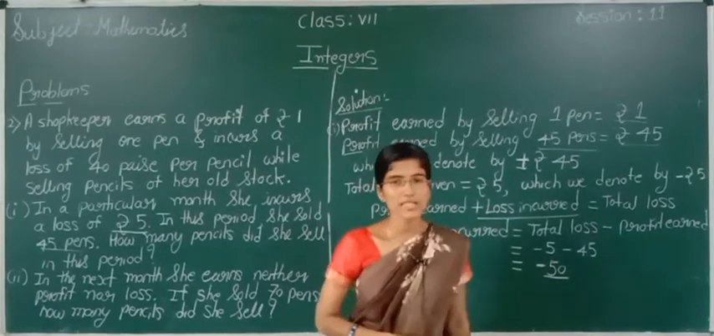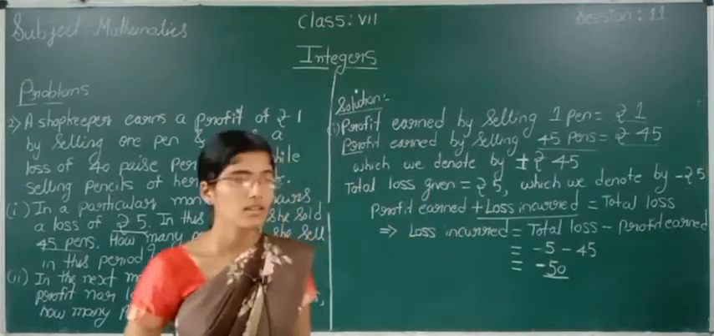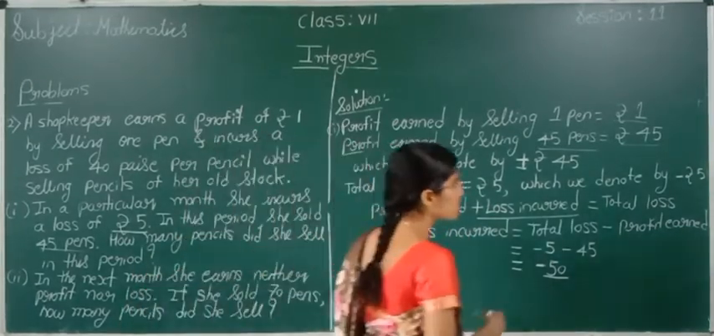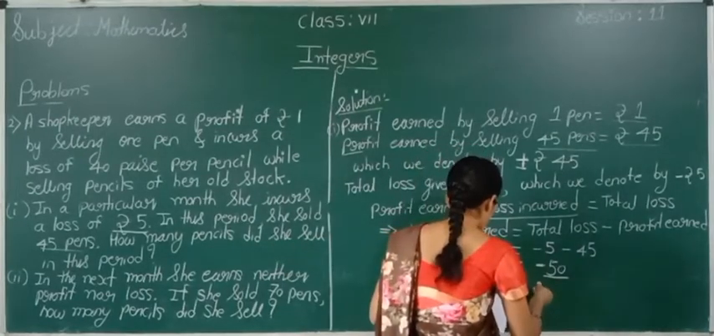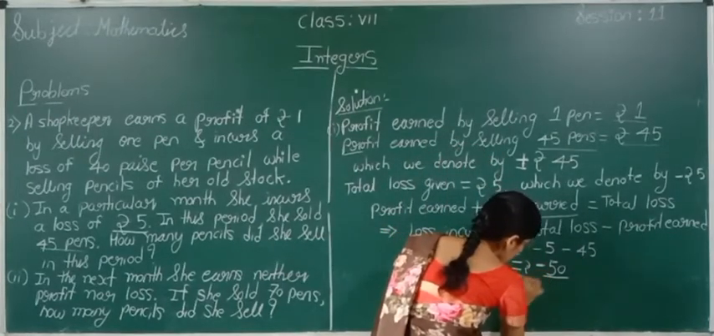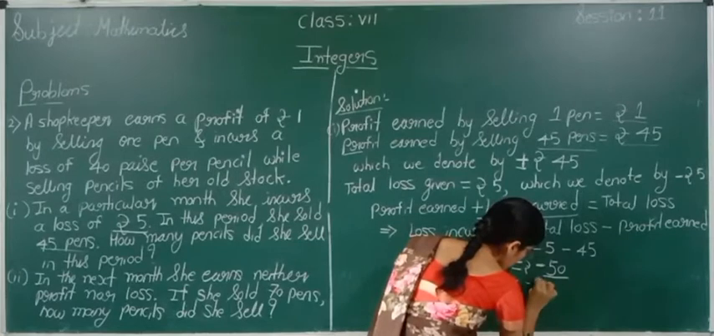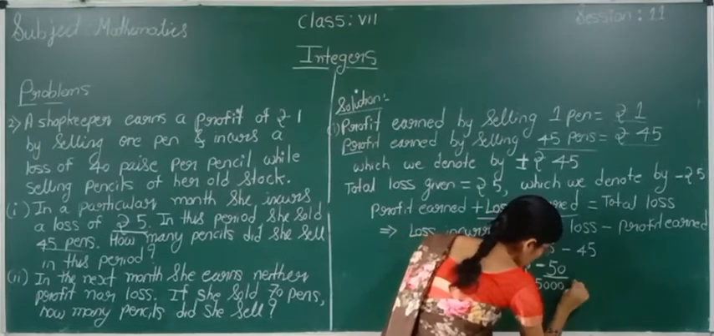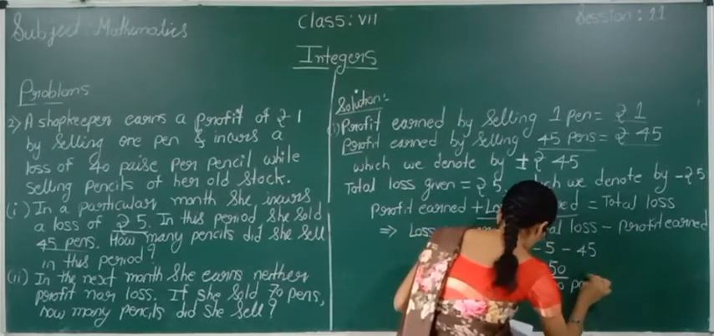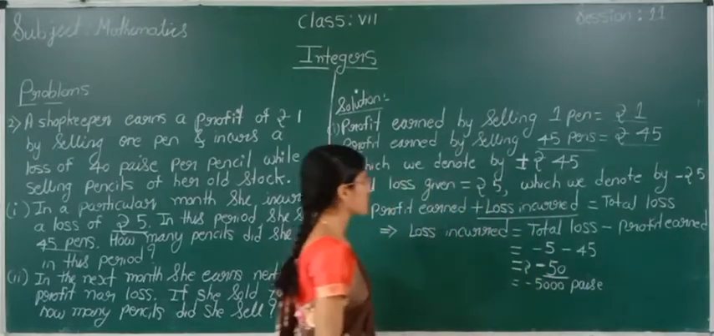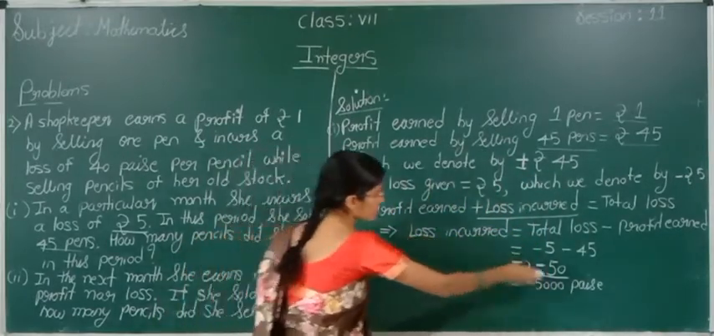Say 1 rupee is equal to 100 paise, right? 50 rupees is equal to 5000 paise. That is minus 5000 paise. Now see here, loss incurred is this much.